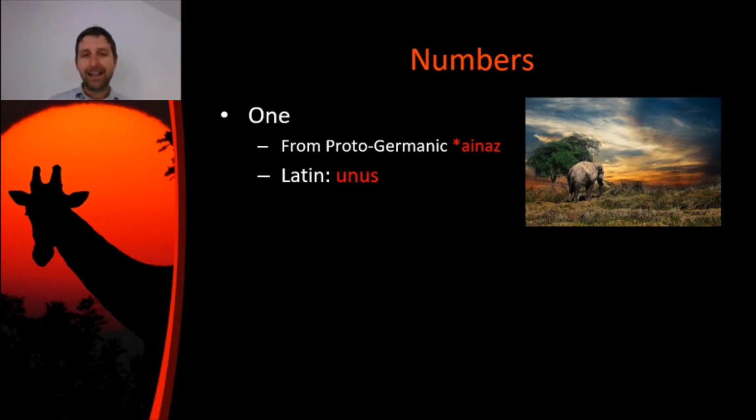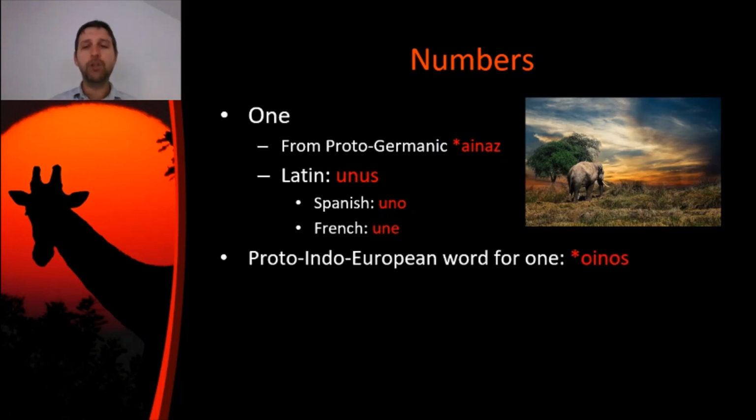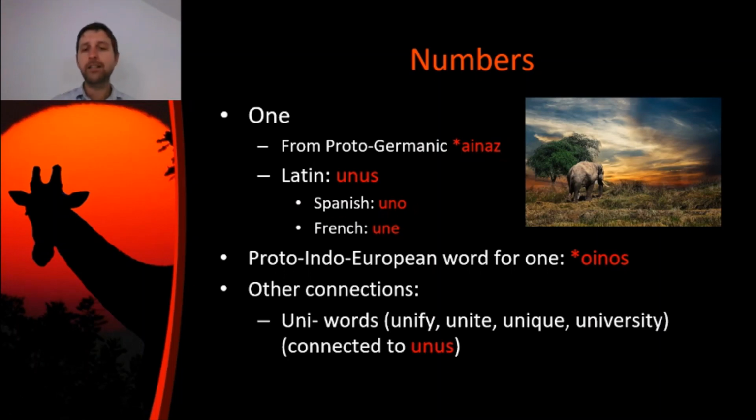When we compare einaz to other words for one in Indo-European languages like Latin unus, you can tell that it looks pretty similar. There's no Grimm's law to worry about here because there aren't any stops. Of course, the Spanish and French words for one do come from the Latin word unus, which is why they have that U there. When we put all that together, when we try to reconstruct the Proto-Indo-European word for one, we think it was something like oinos.